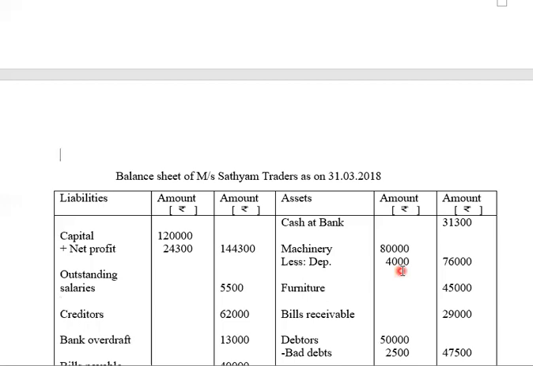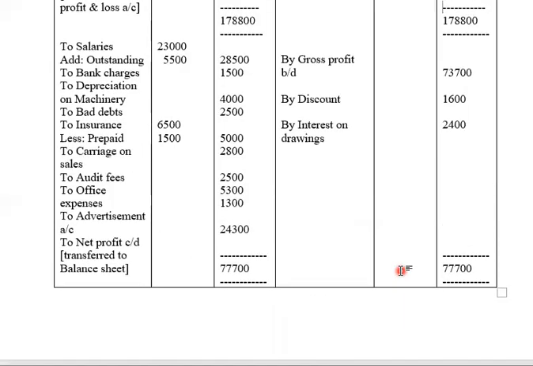What do we mean by depreciation? Decrease in the value of fixed asset. So as 4,000 value is being reduced from the value of machinery, it is a loss to the organization. It will be shown on the debit side of profit and loss account as to depreciation on machinery 4,000 rupees.